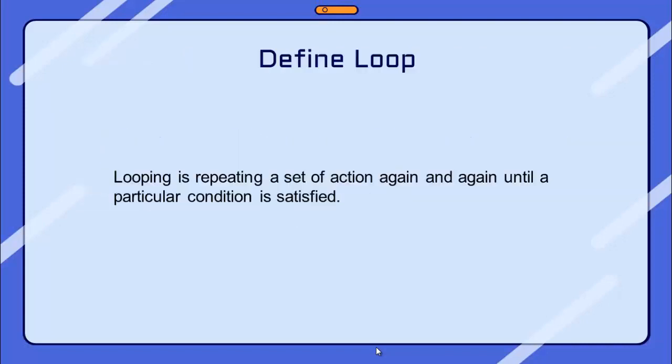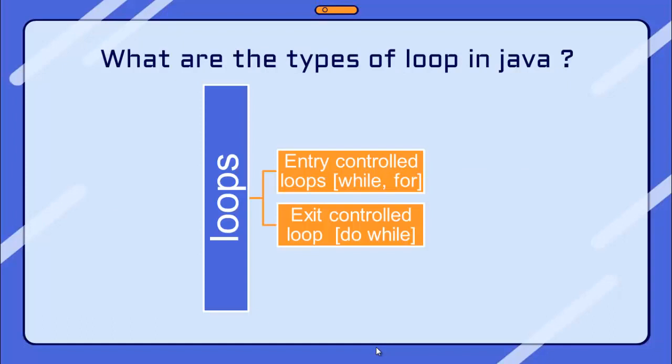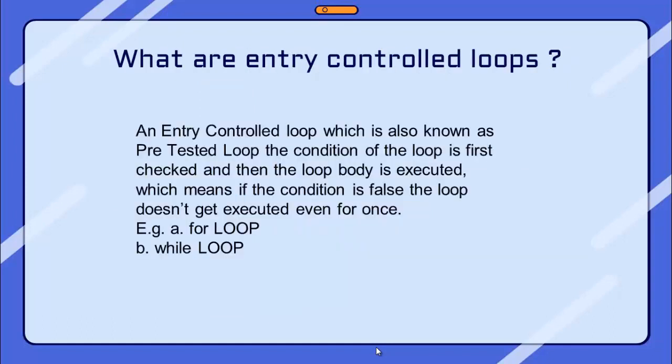Iteration through loops. Define loop: a loop is a repeated set of actions again and again until a particular condition is satisfied. There are two types of loop: entry control loop and exit control loop.